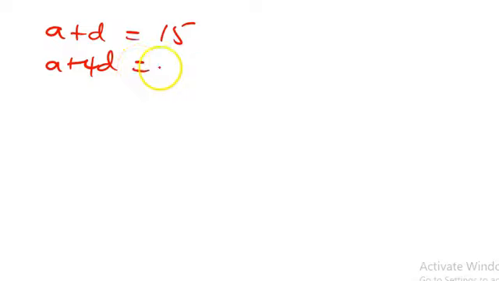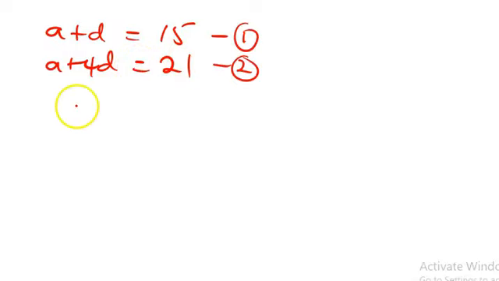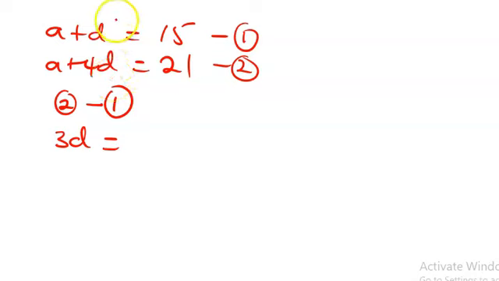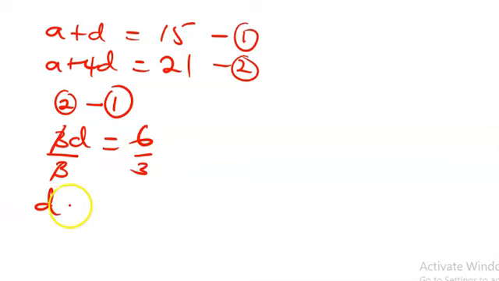So we are going to solve the two equations. That is A plus D is equal to 15, then A plus 4D is equal to 21. Using the elimination method, equation 2 minus equation 1, A will go to 0. We have 3D, that is 4D minus D, and then 21 minus 15 is 6. When we divide both sides by 3, we get D to be 2.